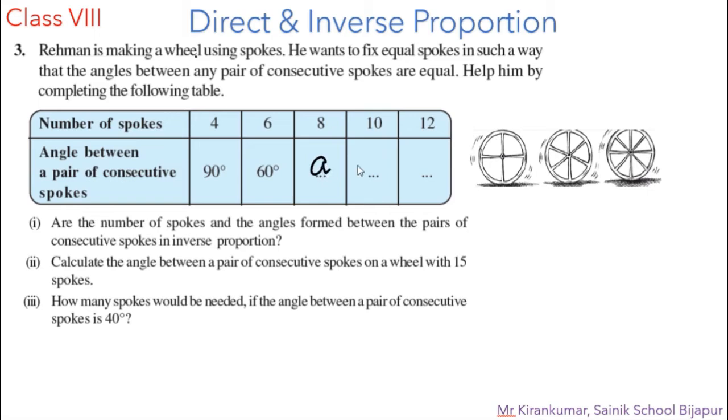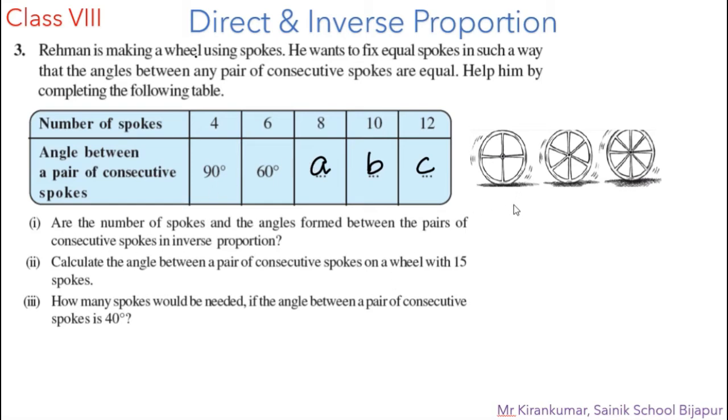Let me consider this as A, let this be B, let this be C. Since it is in inverse proportion, I can straight away say that 4 times 90, I can equate it to 8 times A.